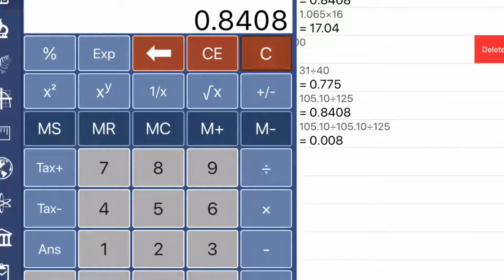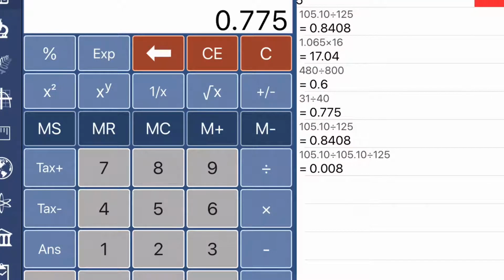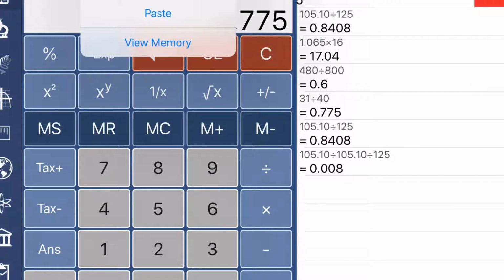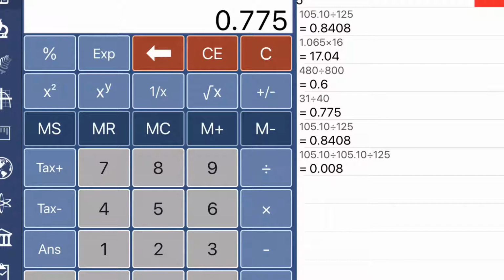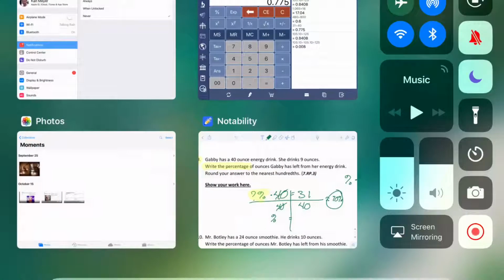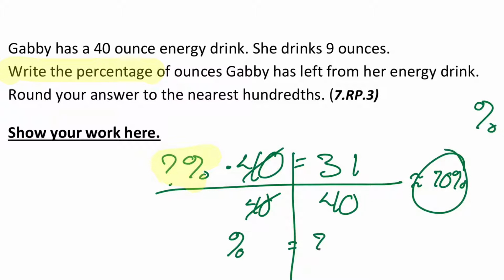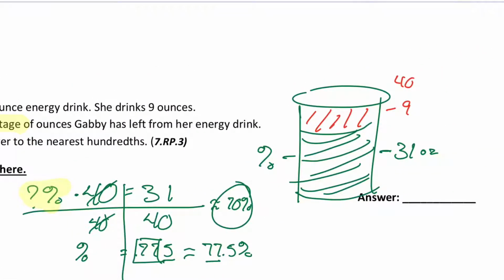31 divided by 40 comes out to be 77.5%. 77 hundredths and a little bit more comes out to be 775 thousandths, right? And as a percent, that would be 77.5%. Again, 77 hundredths is 77% with a little bit extra on the end. So it turns out that 31 out of 40 ounces is 77.5%. Okay.